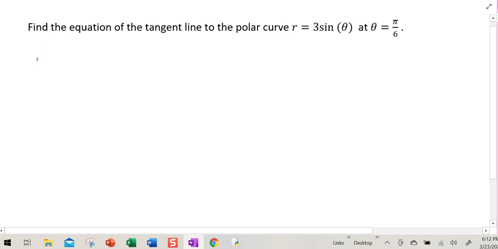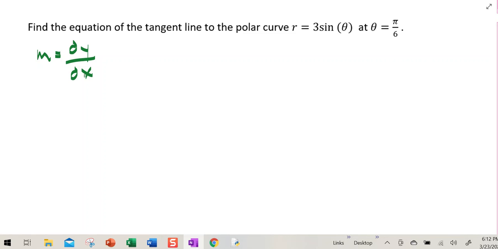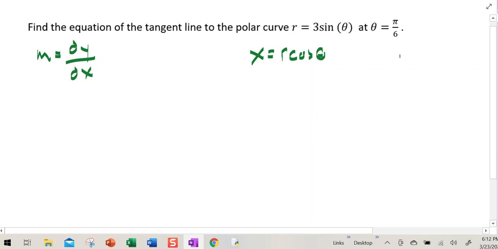Well, the slope of the tangent line is, as it always is, dy/dx. It's the derivative of y with respect to x. The problem here is everything is in polar coordinates. Well, let's take a look at our equations in polar curves. So we know that x is equal to r times the cosine of theta, and we know that y is equal to r times the sine of theta.